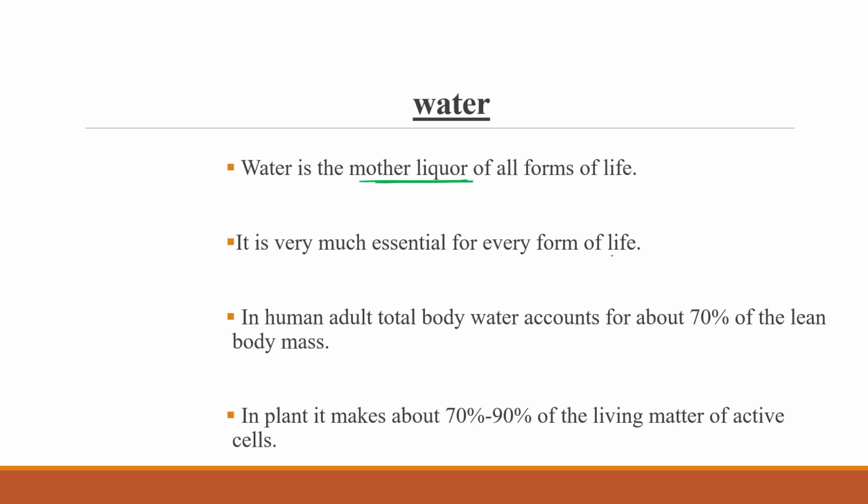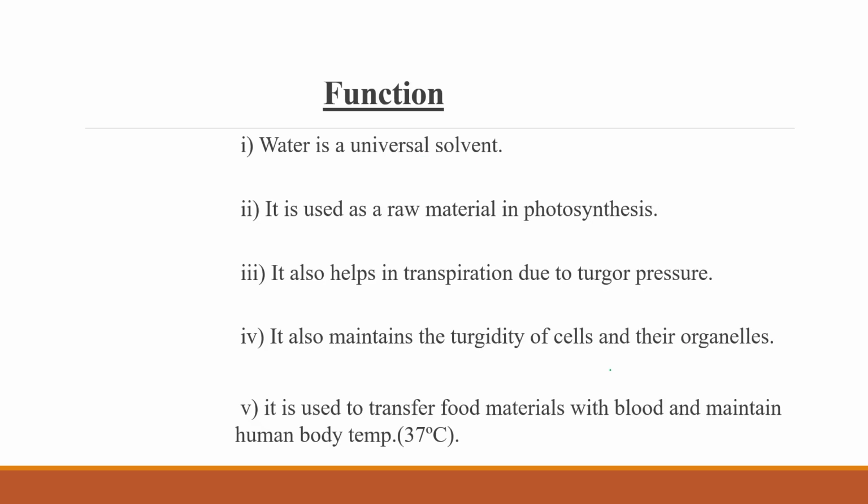In a human adult, the total body water is about 70% of the lean body mass. On this particular line, questions sometimes come in various competitive examinations. Okay, in plants also, 70 to 90% of the living matter of active cells is water, right?